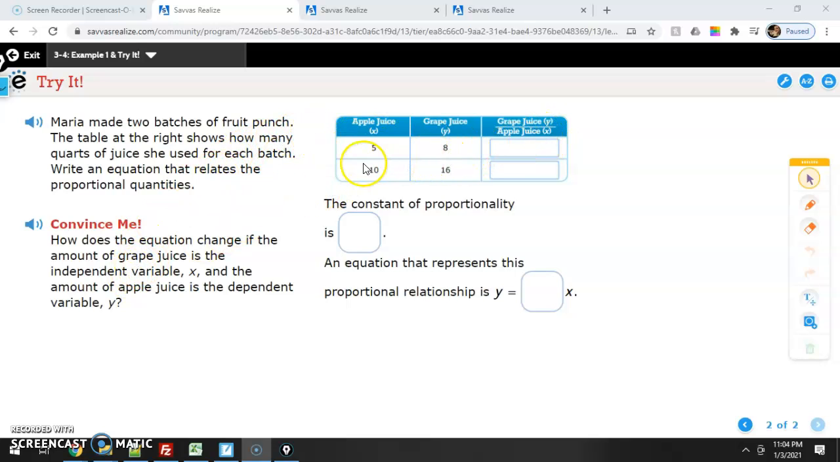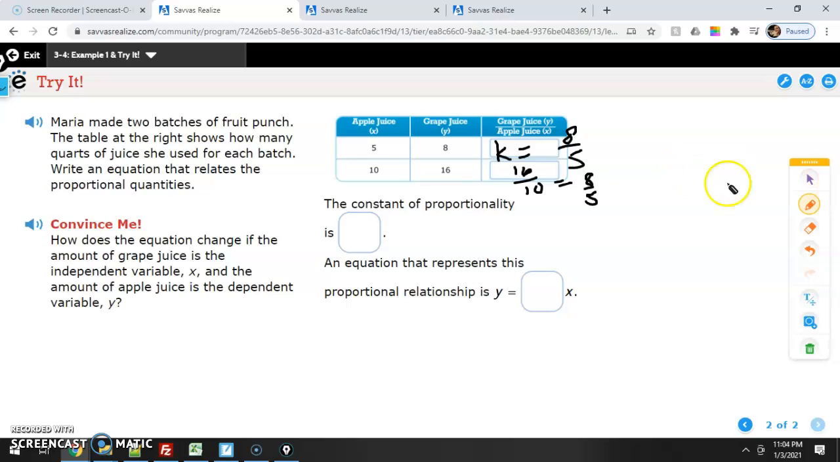All right, so let's see if she has a proportional relationship. Well, let's see. Remember, we want to figure out the k value, which is called the constant of proportionality, by taking y over x. So it would be 8 over 5 here, and down below it's 16 over 10. And if you reduce 16 over 10, it's 8 over 5. So that really shows you that this is proportional because you got the same value for k.